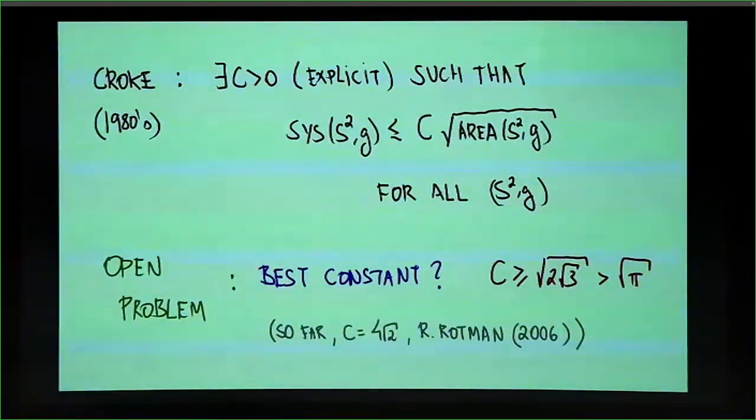So this is a maximization problem, if you want, where the round metric is not the shape that optimizes the problem. Okay, and so this thing in red here is true. People know how to prove this, and the conjecture is actually that C equals square root of 2 square root of 3.